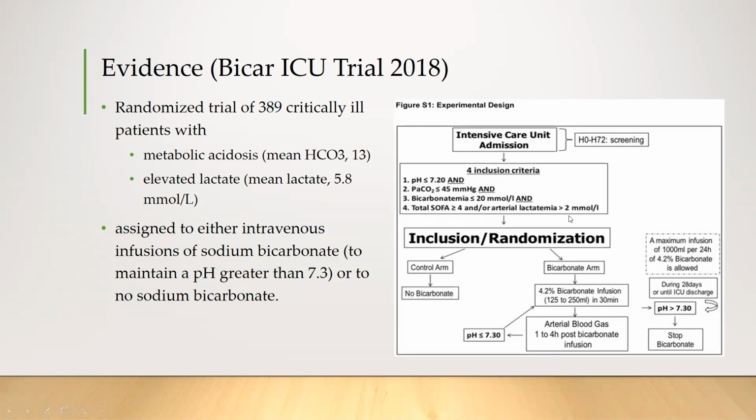Now, patients who were already started on bicarb therapy at the outset were excluded from this study. The bicarb solution that was given was a 4.2% bicarb infusion. It seems they gave boluses of 125 to 250 mL in 30 minutes with a target to bring the pH to more than 7.3, and a maximum of 1 liter per 24 hours. All right. So the primary outcome of the study was whether there was a 15% reduction in mortality.